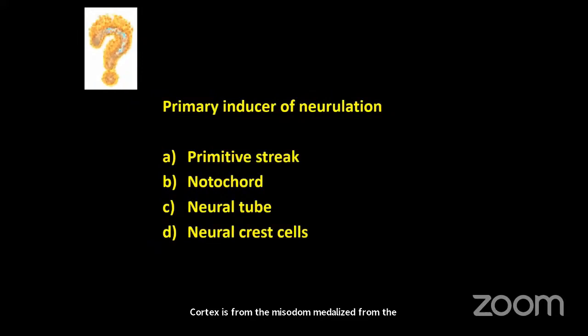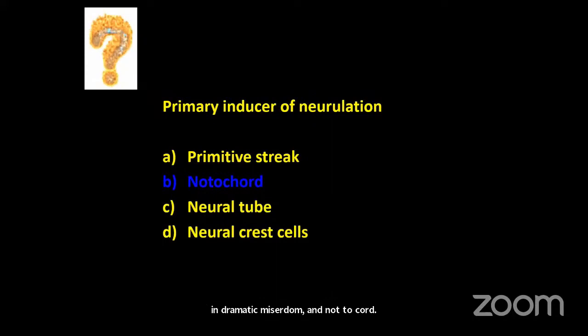Primary inducer of neurulation. After the formation of which structure, you will get neural tube formation? Primary inducer. Neurulation means neural tube formation. Which structure results in the formation of neural tube? It is the notochord. Only after the formation of the primitive streak, the notochord will form. Primitive streak will form intraembryonic mesoderm and notochord. Notochord will induce the formation of neural tube. That is the sequence.